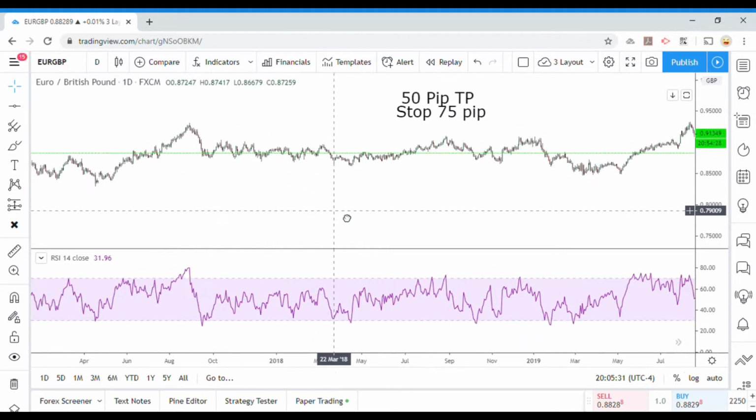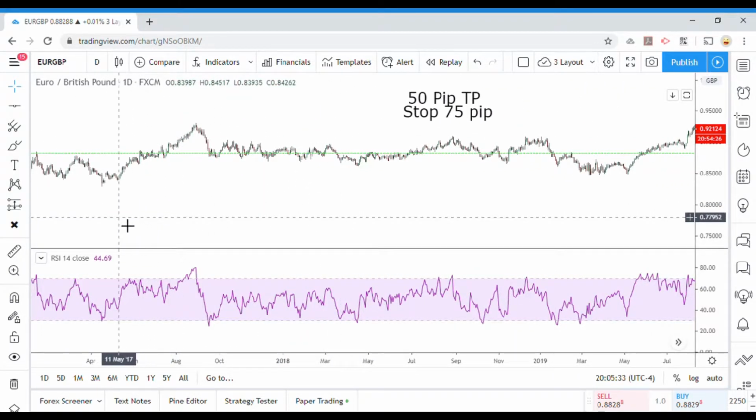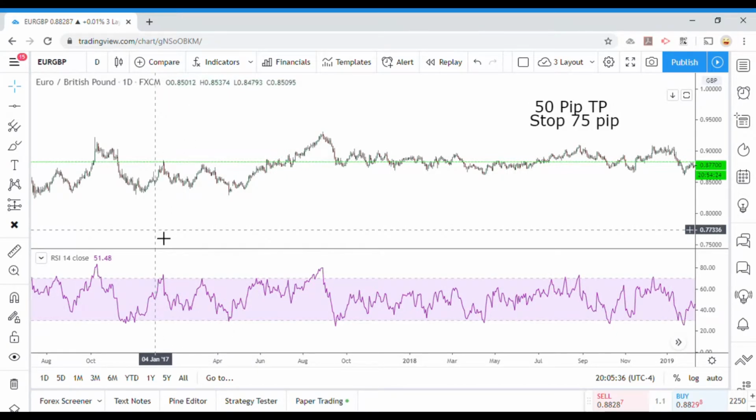Now, I know from experience, the RSI gives very, very few signals. So we are going to start back here. Normally I only do a 1-year test, but I know that at 1 year, there are going to be very few signals, very few trade opportunities.